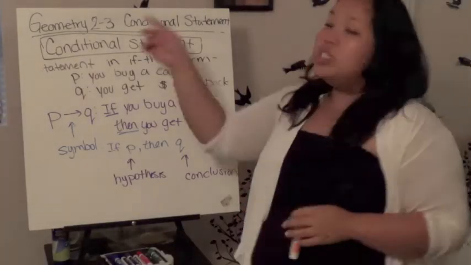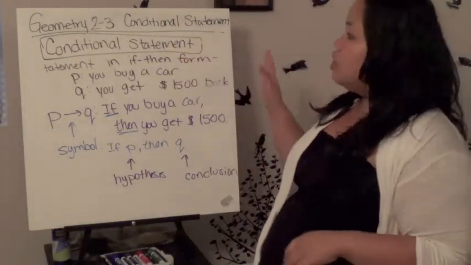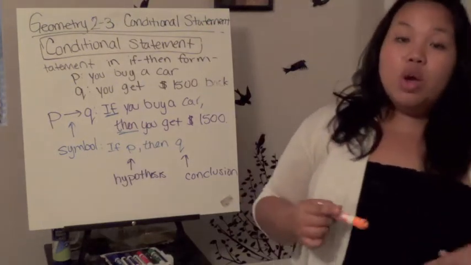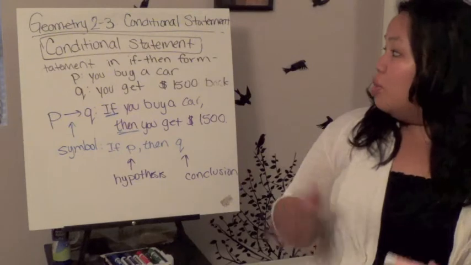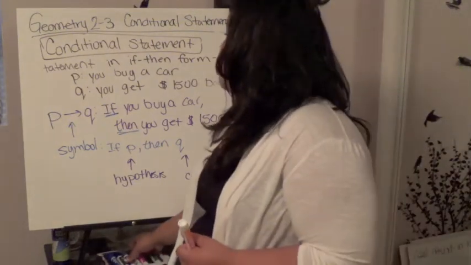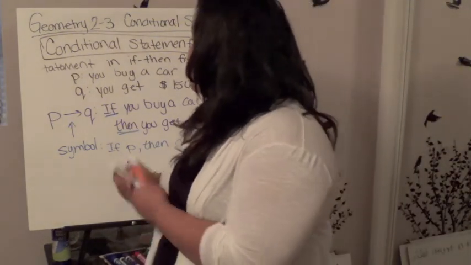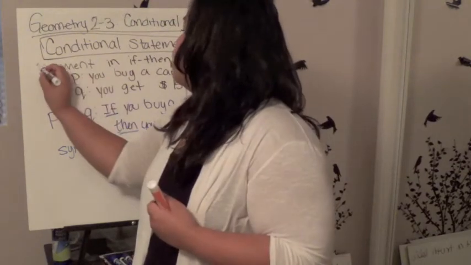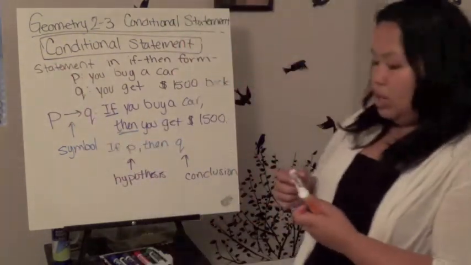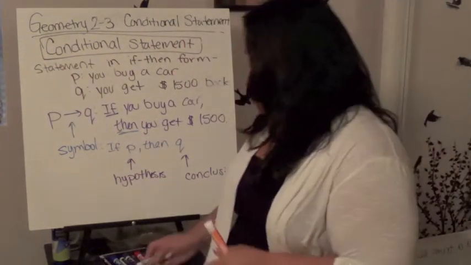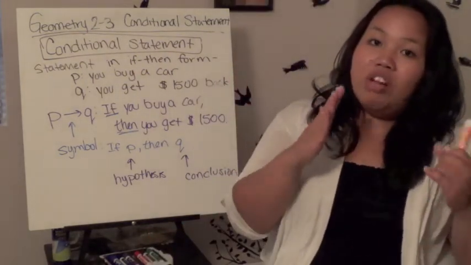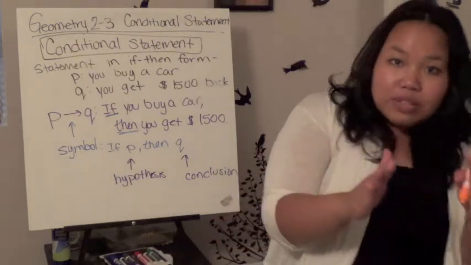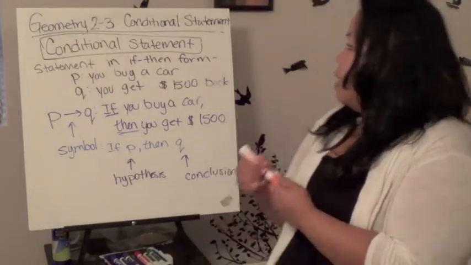In geometry section 2.3, we're dealing with conditional statements. So again, we're going to continue with dealing with phrases before we get into math, although there'll be some math questions there. So conditional statements, like last section, we knew that statements were either true or false. But when you have conditional statements, that means it's basically what is called an if-then statement. So if something happens, then something will happen.